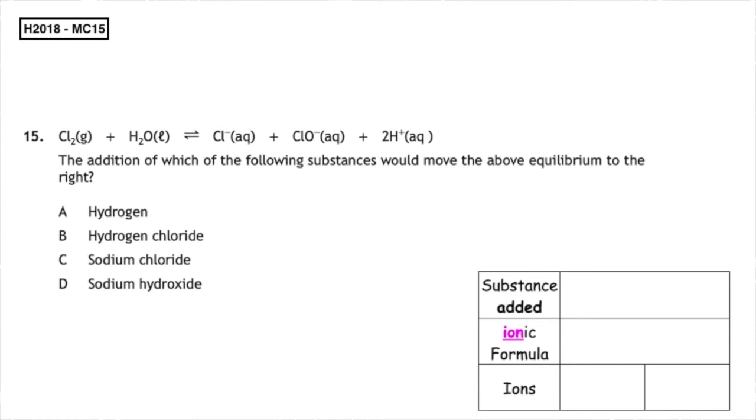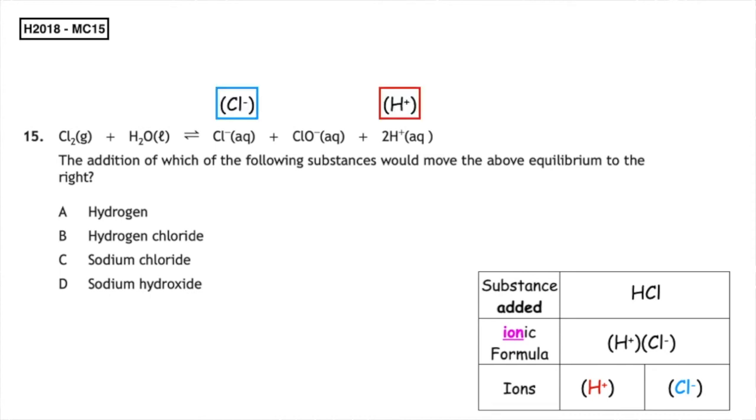If we take hydrogen chloride, we can write out the ionic formula and identify the two ions, which are H+ and Cl-. We have a look at our equilibrium and we can see that both of those ions are found on the product side. If we add those ions, the position of the equilibrium will move to the left.